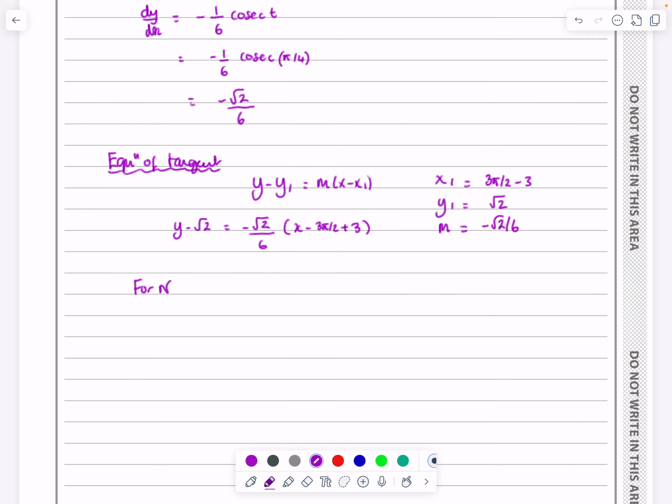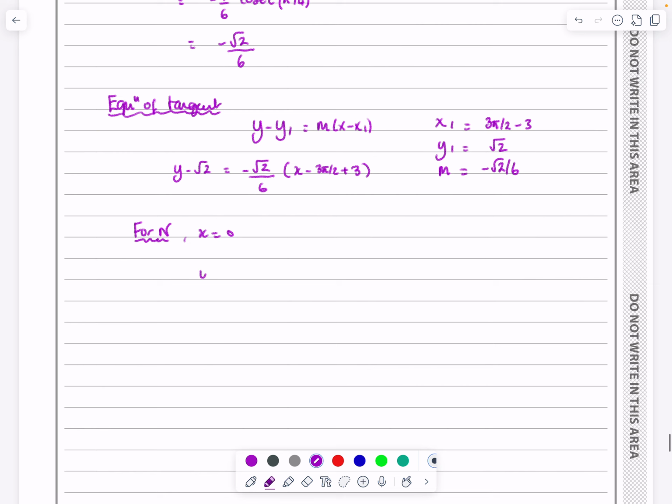So for N, I'm going to shortcut and say x will be equal to 0. So y minus root 2 is going to be minus root 2 over 6, and then it's going to be 0 minus 3 pi over 2 plus 3. And now I do need to try and tidy this up and get y equals with this.